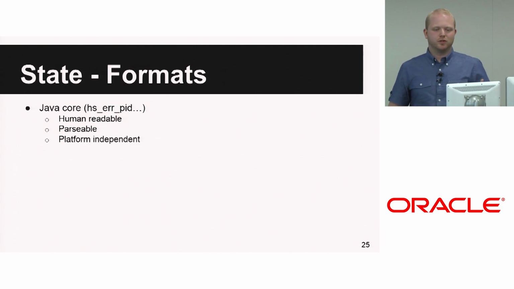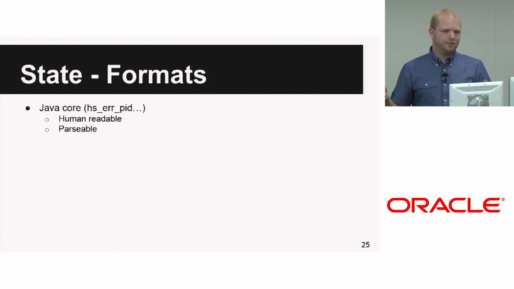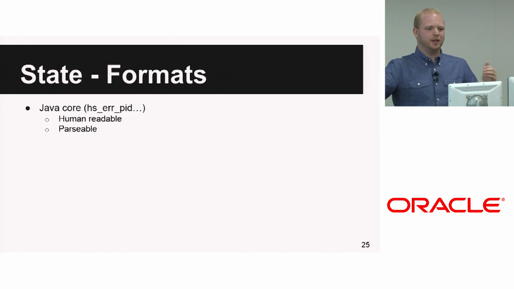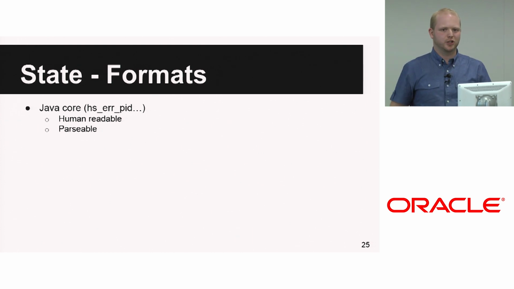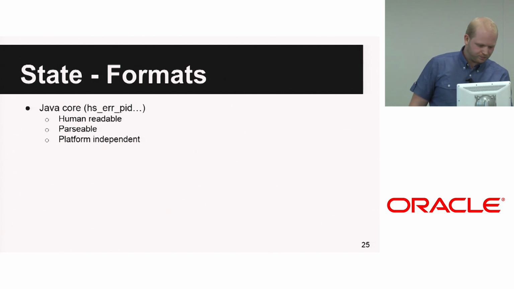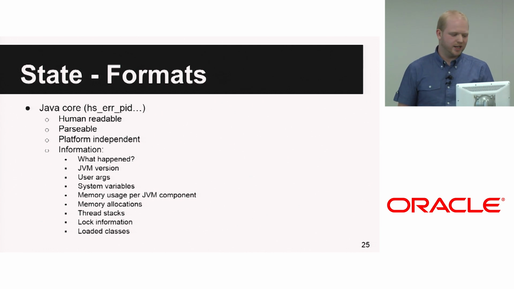So that means you can change the format of the actual data, but as long as the code stays the same, you can still find them. Platform independent kind of follows from the human readable. Point is, it's text. And what information is in it? A lot of useful information.